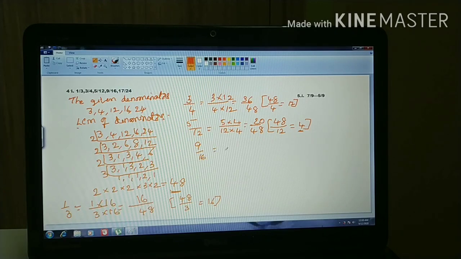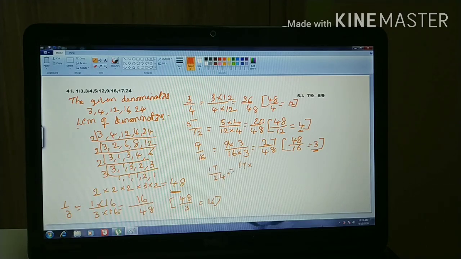Now, 9 by 16. With which number do you have to multiply? We don't know. Here you have to get 48 in the denominator. So to get the LCM, divide by the denominator 16. 16 threes. So you have to multiply both numerator and denominator with this 3. 9 threes are 27. And the last one, 17 by 24.